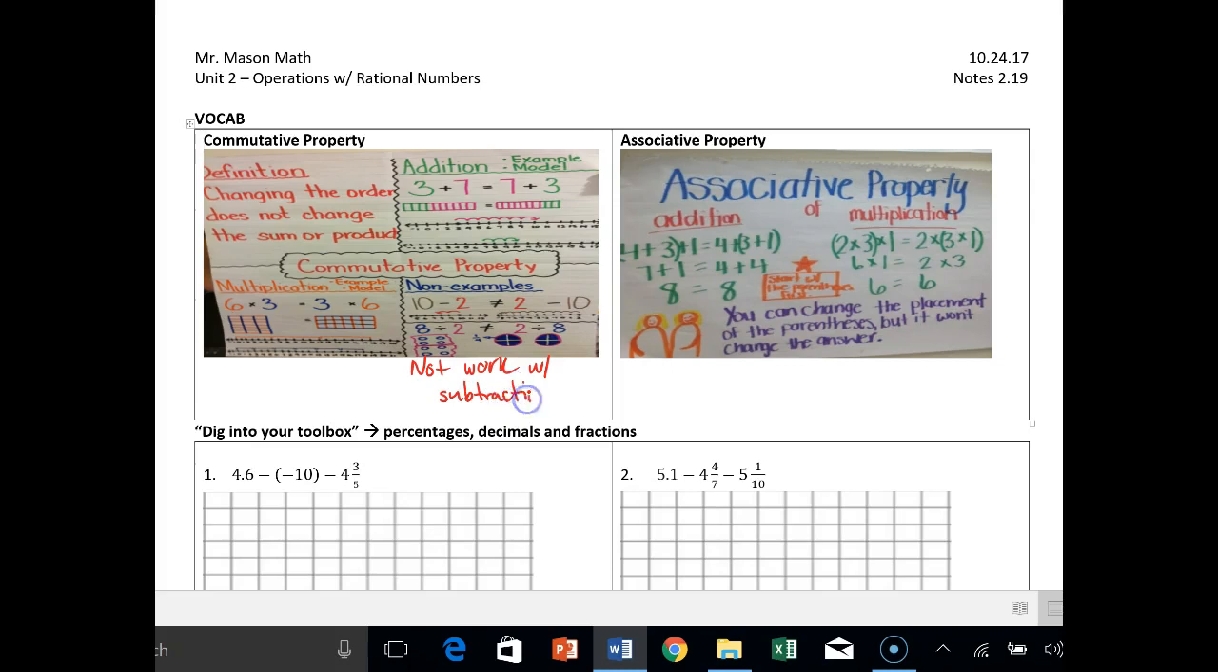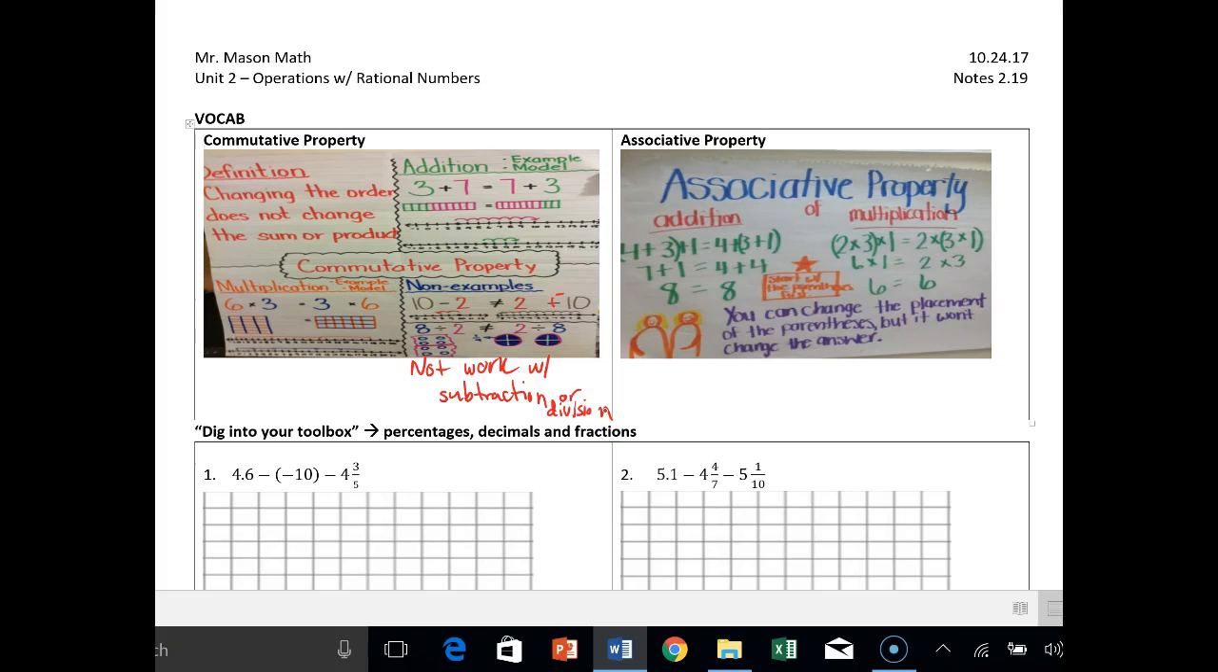So if we do 10 minus 2, we're going to get 8. But if we do 2 minus 10, keep, change, you get negative 8. Same with if we do 8 divided by 2, you get 4. But if you do 2 divided by 8, you get 1/4. All right? So it doesn't work with subtraction or division. So only with addition.